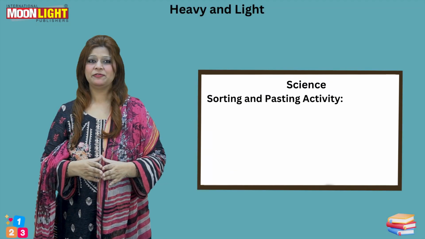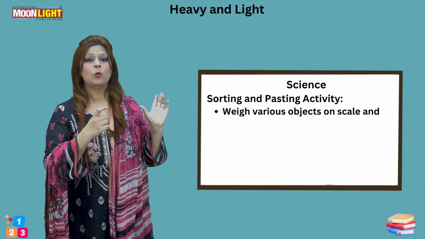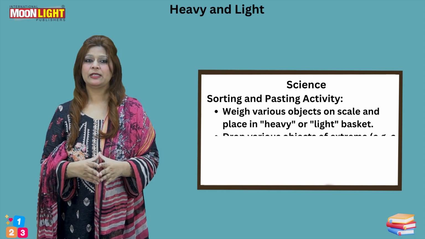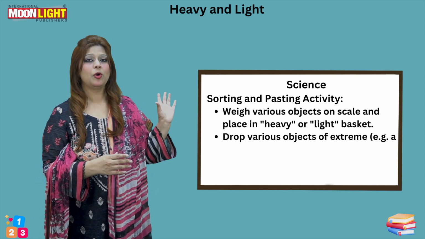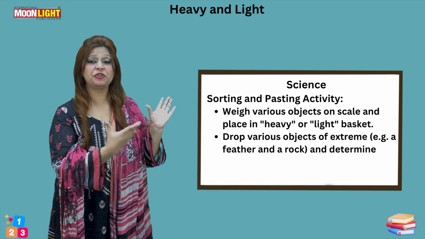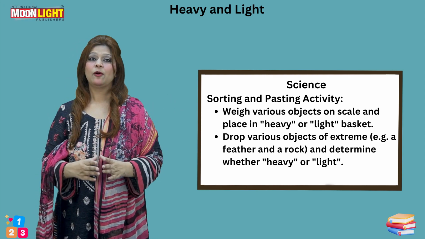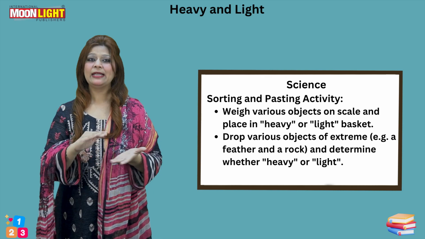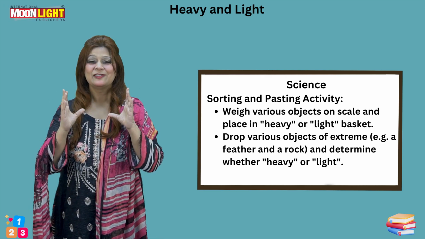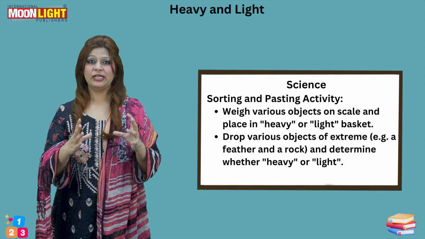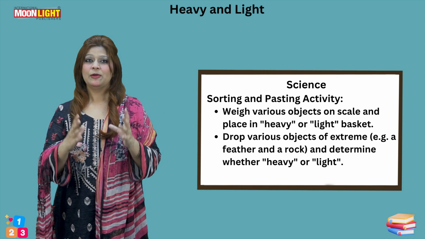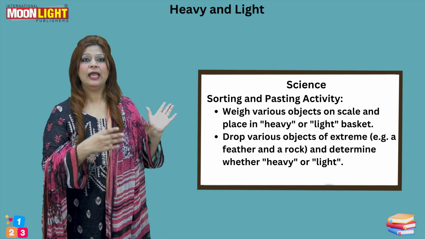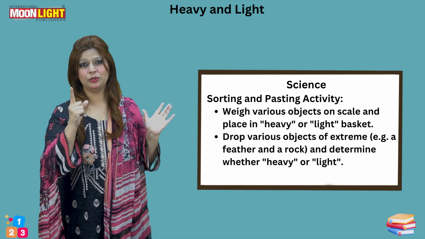For the science activity, I have taken a sorting and pasting activity. Weigh various objects on a scale and place them in a heavy or light basket. Then drop various extreme objects, for example, a feather and a rock. The feather is the lightest one, and the rock is the heaviest one. That's why we have taken these extremes: we can easily say that this is heavy and this is light. Do tell this to your students.